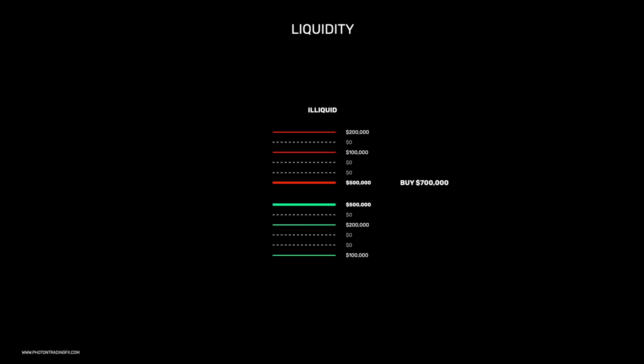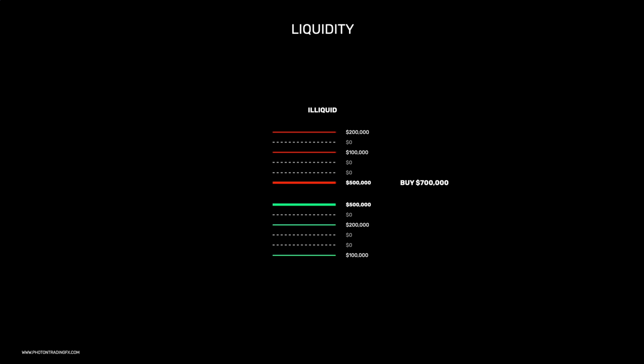So this diagram shows an illiquid market. Remember, each line represents a price level in the market, and at each price level there is an amount of resting orders, so resting liquidity ready to be filled. If you were trading this illiquid market and placed a market buy order of $700,000, you're entering the market at the current market price. Remember, we buy at the ask, and that ask is the first red line there. We cross the spread and buy at the ask.